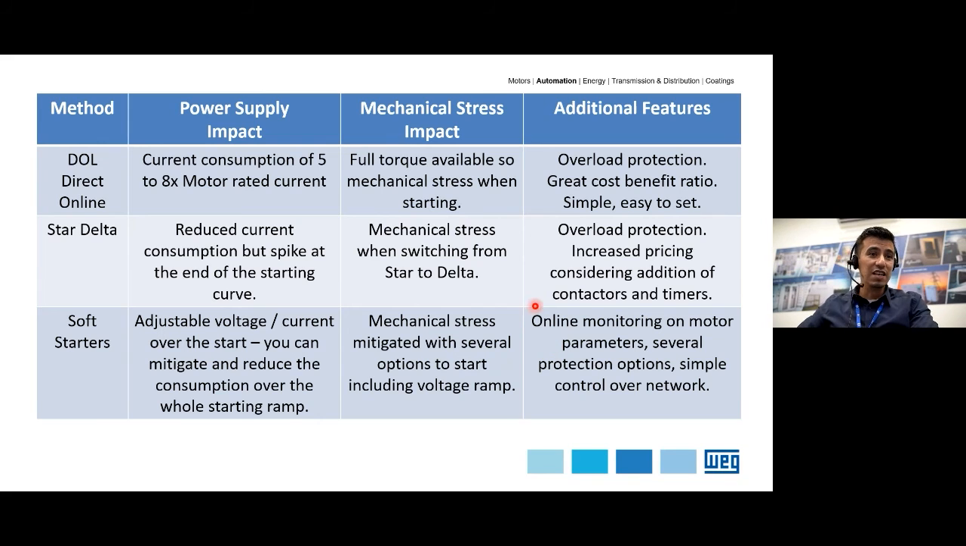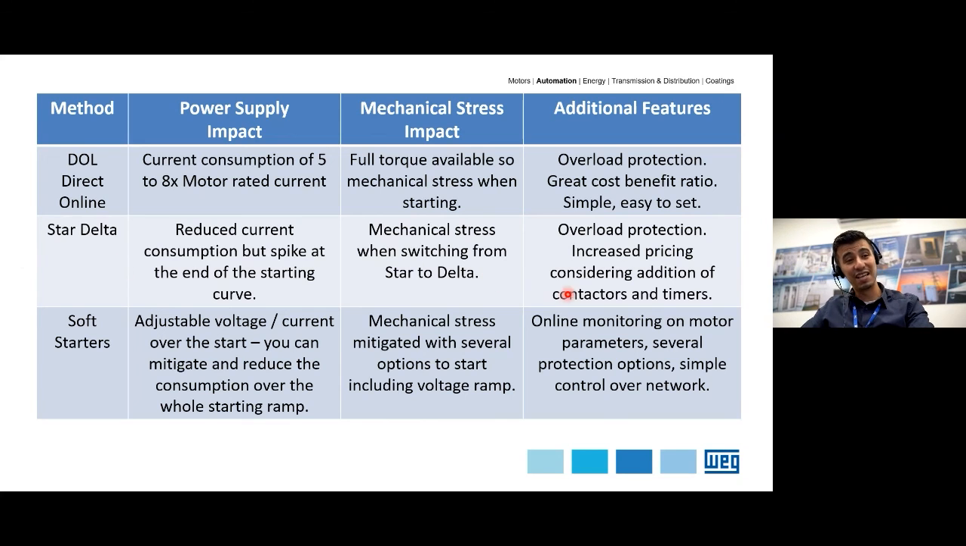Okay, so let's touch base now on the additional features. For all the units here, you can implement overload protection, even on the GOL, star delta, and the soft starter. The GOL has a great cost benefit. It's one contactor plus an overload, and a few other things if you'd like to make it more advanced. So the cost benefit is really good on that.